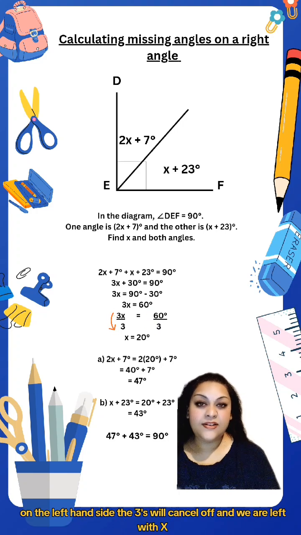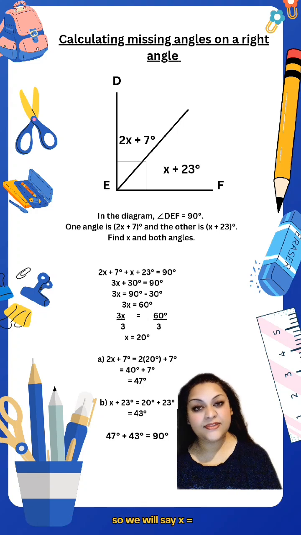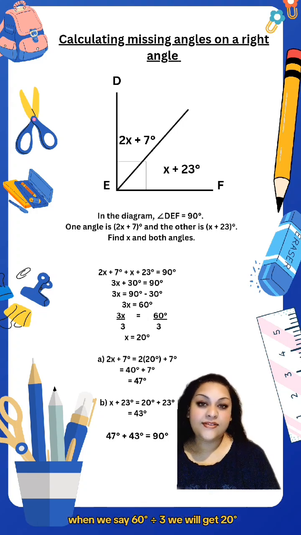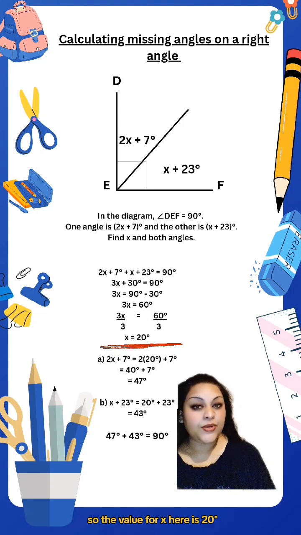On the left hand side, the 3s will cancel off and we are left with x. So we will say x equals. When we say 60 degrees divided by 3, we will get 20 degrees. So the value for x here is 20 degrees.